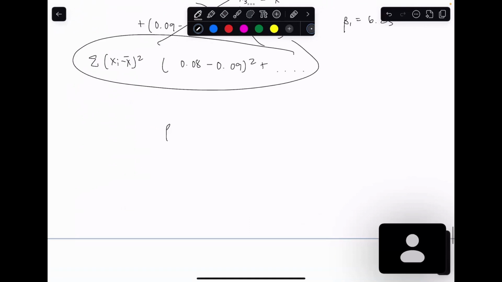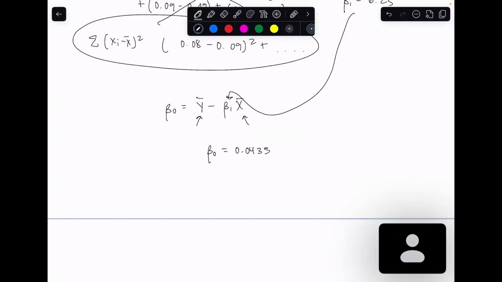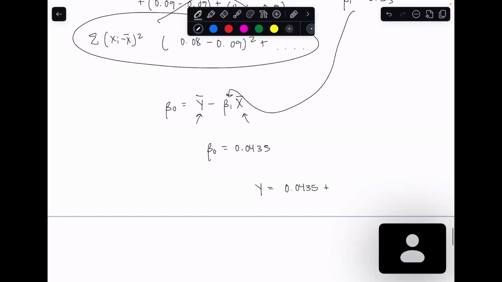Then if you remember, beta naught is equal to what? It is the intercept, but what is it equal to? It's y bar minus beta 1 times x bar. Exactly. So once we have our beta 1, we can plug that in, along with our average for y and our average for x, and get beta naught equal to 0.0435. This is how I would recommend solving for beta 1 and beta naught. Once we have our line, we can write it out: y is equal to 0.0435 plus 6.25 x.